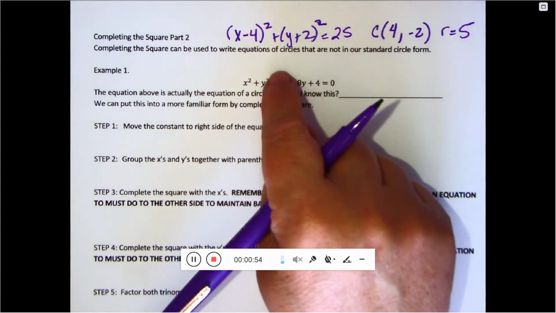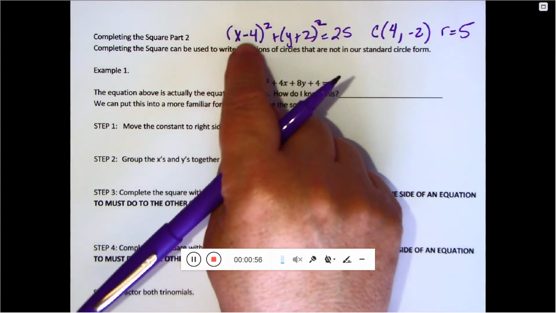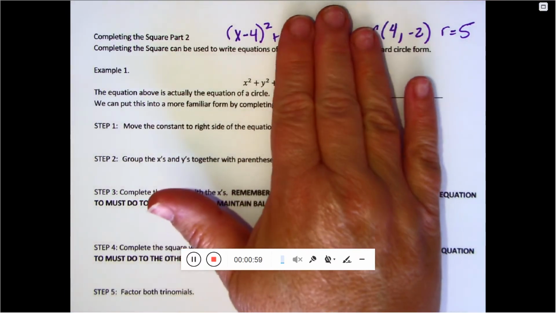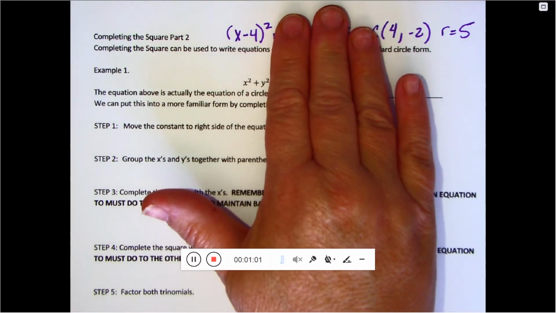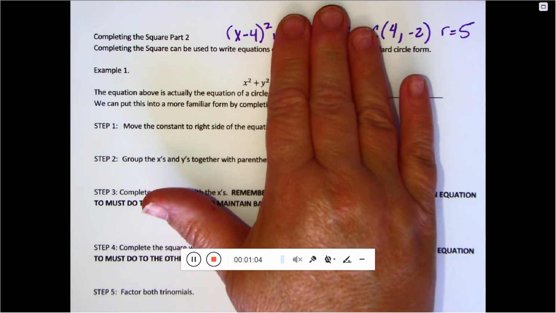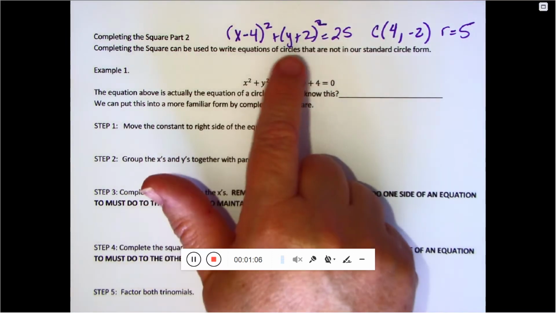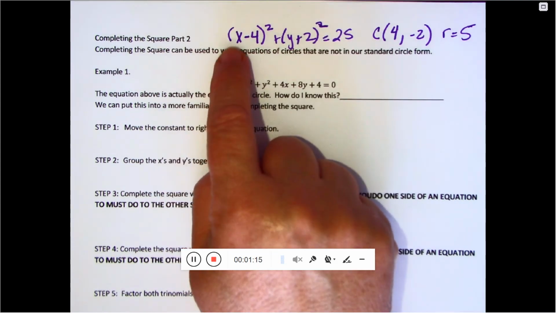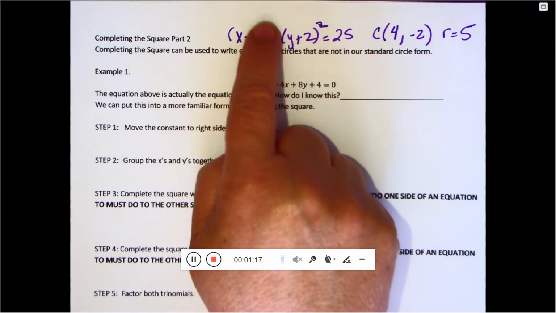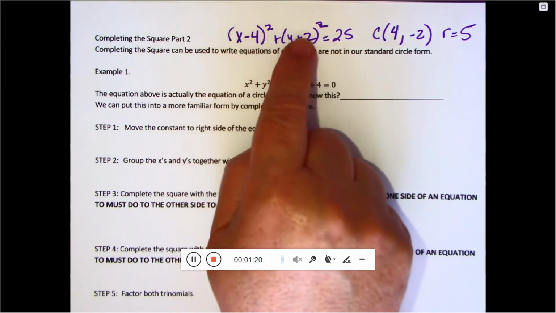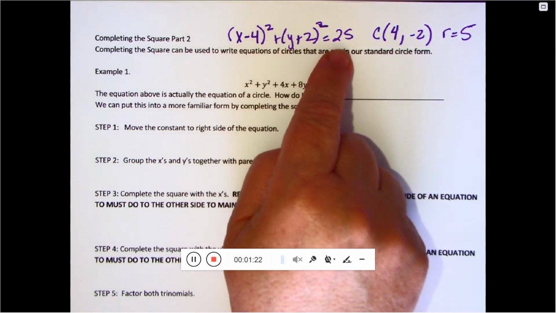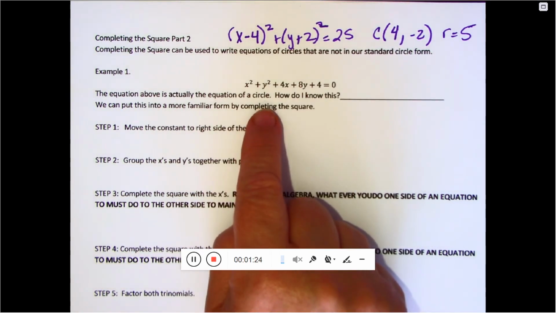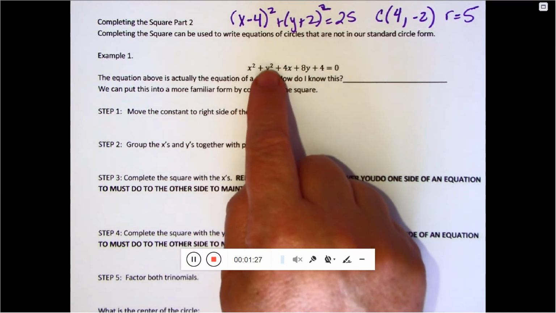Now, if you notice in here, that looks like the factorization of a perfect square trinomial. It's that binomial squared. And if you look here, you see another one. That's also the factorization of a perfect square trinomial. It's a binomial squared. Anytime you have a binomial squared, when you FOIL this out, it's a trinomial. So we're going to look at an equation of a circle in a little bit different form.